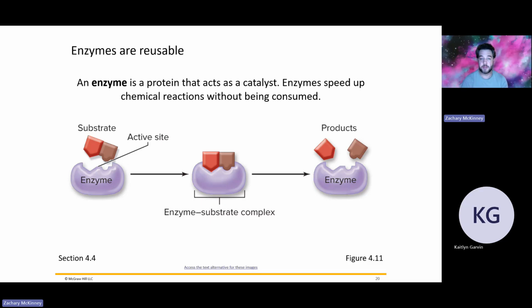Each enzyme is only going to bind one substrate. You're going to have one enzyme that's going to catalyze. You might have millions of copies of that enzyme, but the enzyme is only going to catalyze one reaction. You're not going to have one enzyme that can catalyze multiple steps because this active site is so specific.